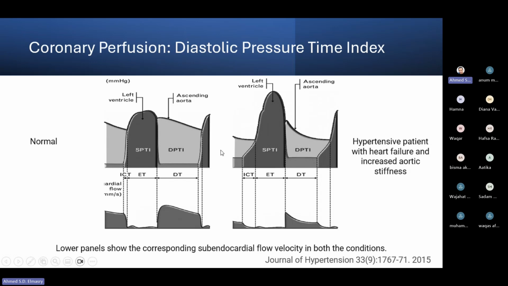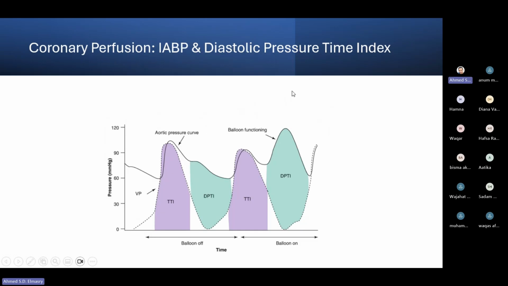So if the area under the curve decreases, the coronary blood flow will be reduced. But if you increase the area under the curve, the coronary perfusion will be increased consequently. And this is what is happening during the intra-aortic balloon. So this is the arterial waveform, and this is the arterial waveform during the augmentation with the intra-aortic balloon. This is the dicrotic notch, and this is the diastolic pressure time index.